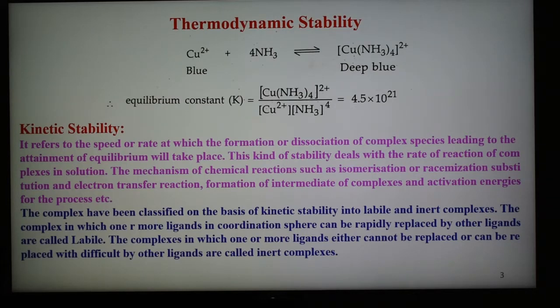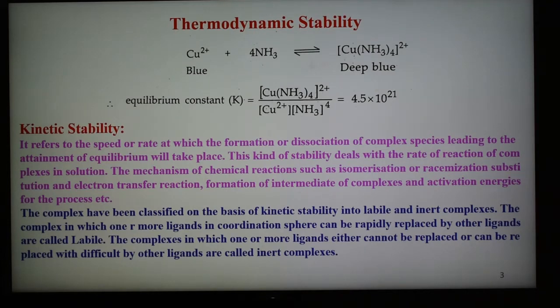This kind of stability deals with the rate of reaction of complexes in solution and the mechanism of chemical reactions such as isomerization, racemization, substitution, electron transfer reactions, formation of intermediates of the complex, activation energy for the process, etc. On the basis of this kinetic stability, the complexes have been classified into labile and inert complexes.